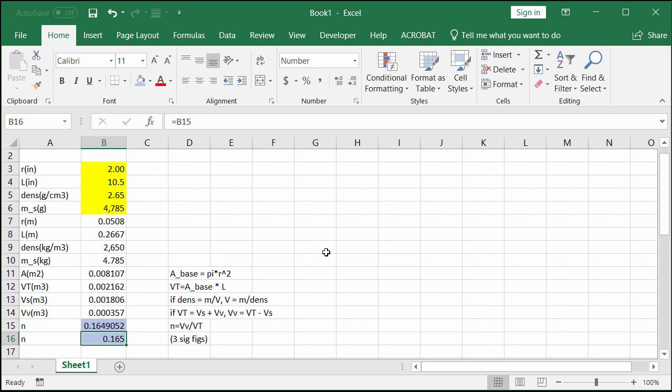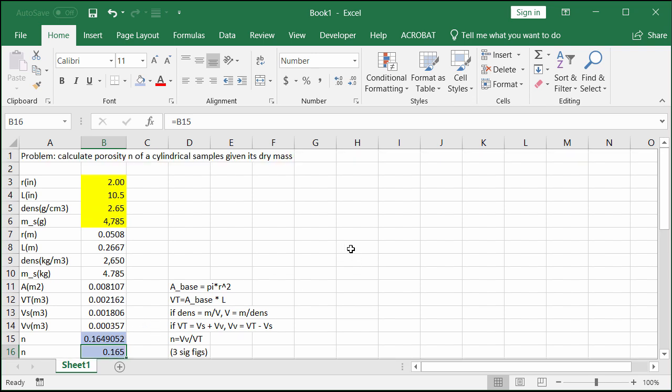0.165. So my final answer, the answer I would present, fill in on a quiz, is 0.165 or 16.5%. I've shown it twice here because this is the number in all its full significant figure glory, not that I would present that, and here's the number as I would actually present it, taking into account the significant figures implicit in the given data that are shown in yellow.